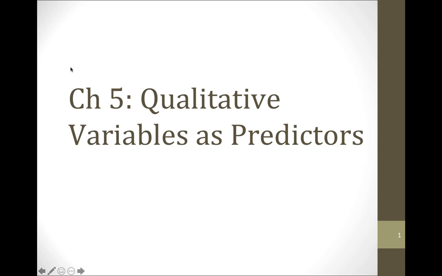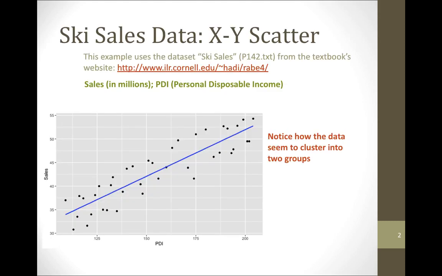Hi guys, so today we're moving on to chapter 5, qualitative variables as predictors. Qualitative variables are also called categorical variables, and we're going to see how to incorporate those variables into our regression model. So first, our data set is called ski cells, and it is in our textbook.